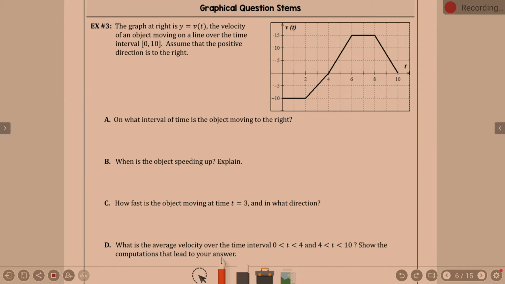Okay, example 3. The graph at right is velocity. Always something I check. For whatever reason, my gut says, okay, what is this graph? I have to know. The velocity of an object moving on a line over the time interval 0 to 10, assume that the positive direction is to the right. On what interval of time is the object moving to the right?